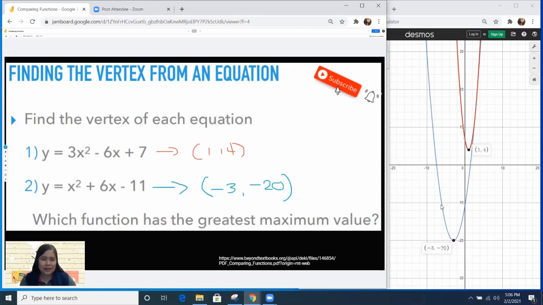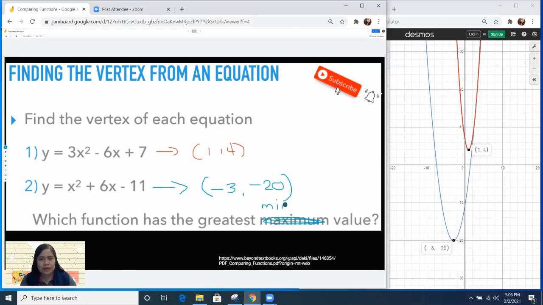So we're going to correct the question. The question was supposed to be which function has the greatest minimum. So we're going to erase this one and change it into minimum, since both graphs don't have any maximum point because the opening of the graphs are both upward. So it is infinite. Both graphs have an infinite maximum, but both graphs also have a minimum.